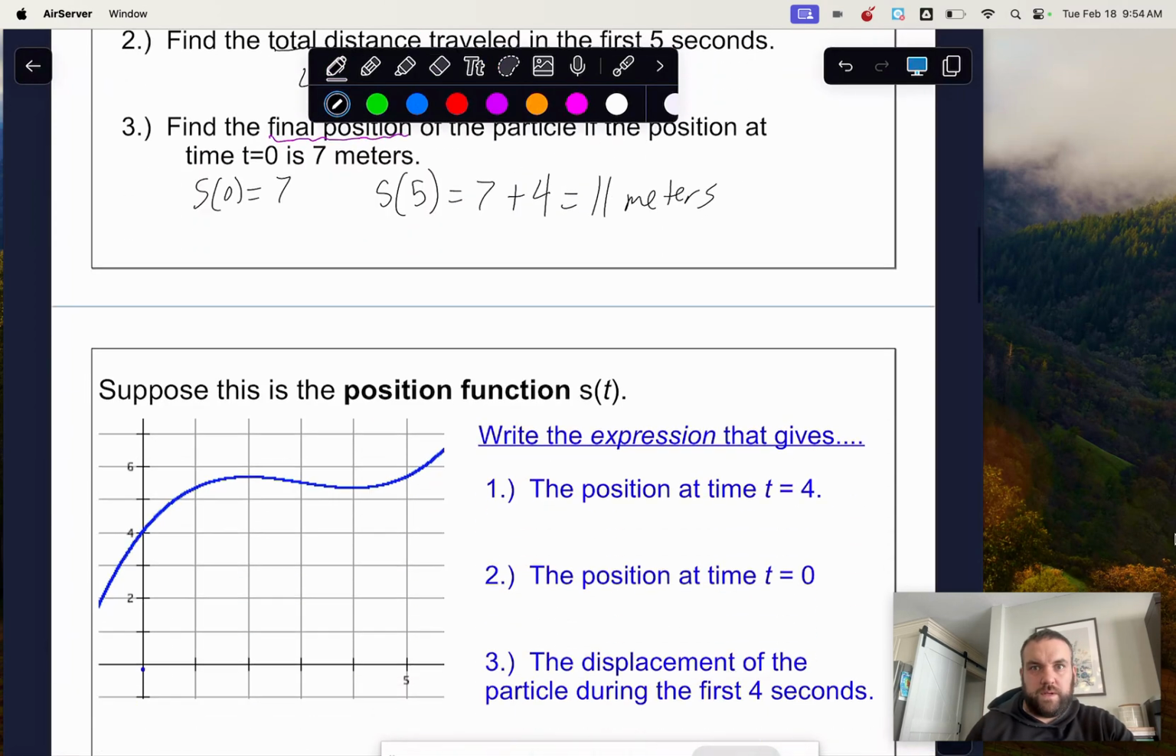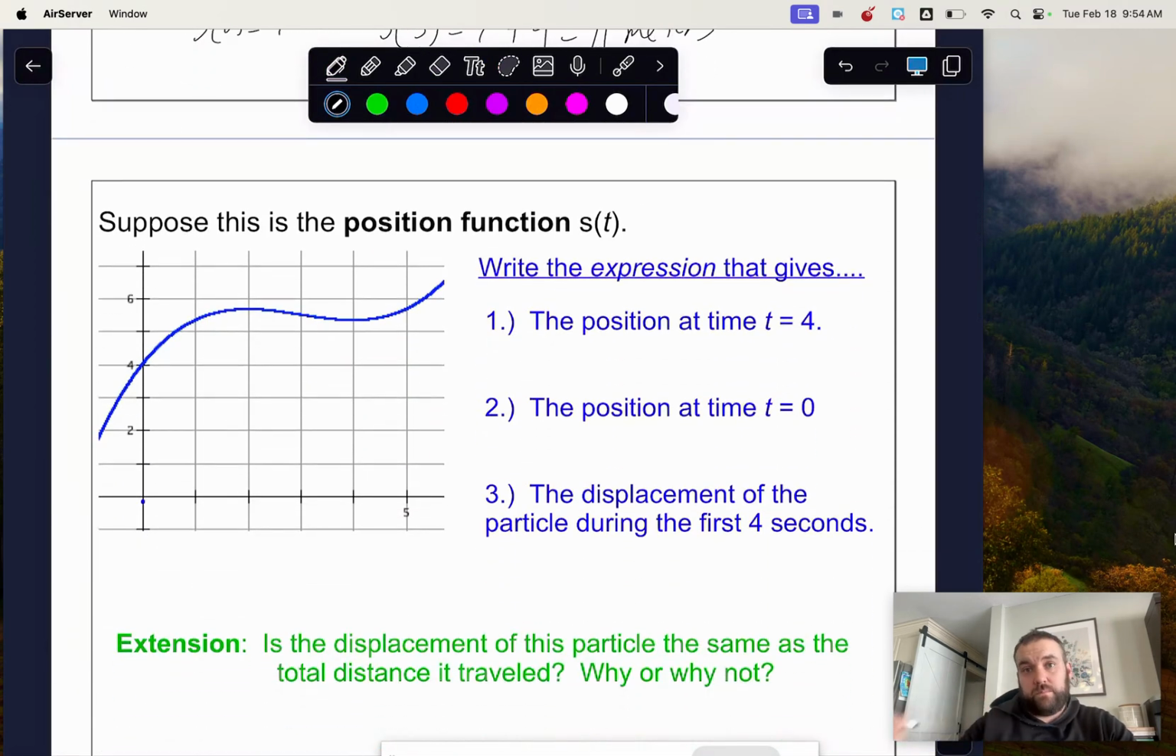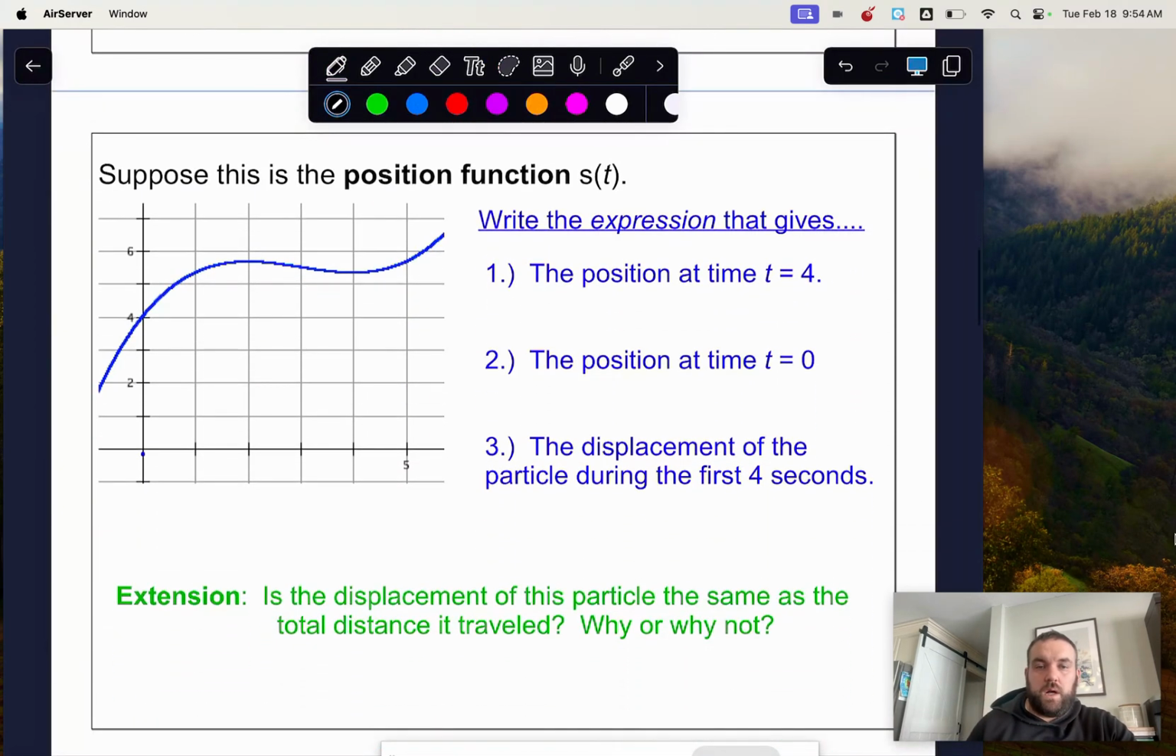Again, illustrating the difference between displacement and distance traveled. When it comes to a position function, how could I find an expression for the position of this particle at time 4? Well, here's time 4. There's the particle's position at time 4. So I'm just going to say that is s of 4. It's not a velocity function. I can just plug in 4, and whatever I get out for the y-coordinate is my position at time 4.